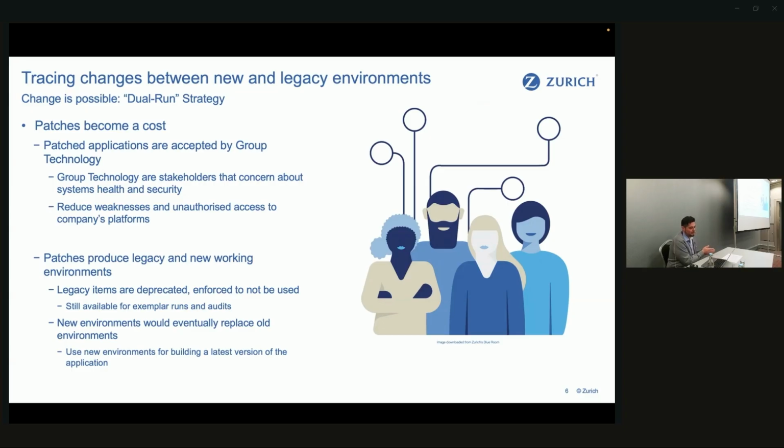Not patching them increases the cost and the risk. As I mentioned before, we work in financial risk management, so we care a lot about risks. It's a lot higher risk to not patch than to patch. So we accept the challenge. We are telling our group technology, the IT of the full company, that we are going to patch every month on time. What we want is to reduce the weaknesses of unauthorized access in our own system.